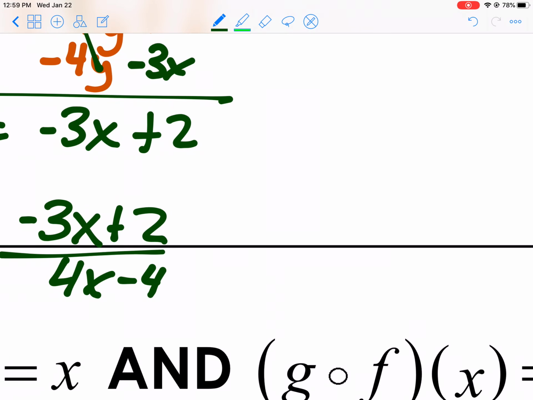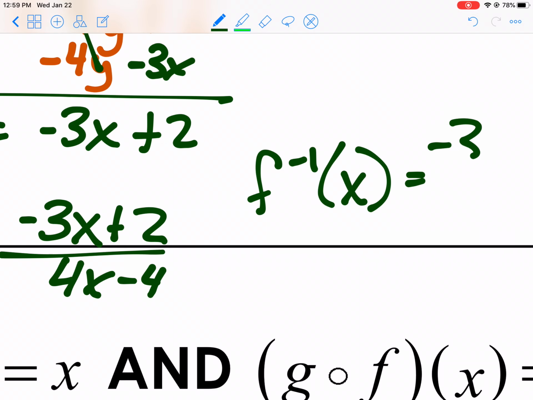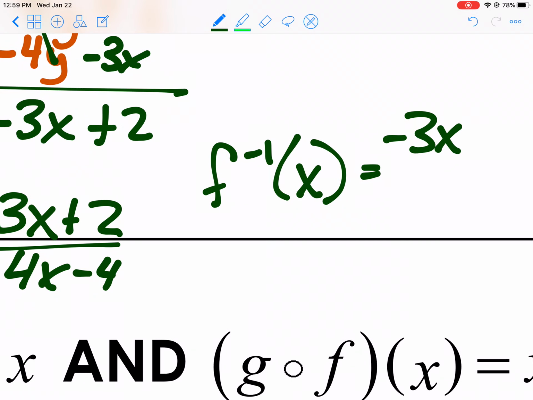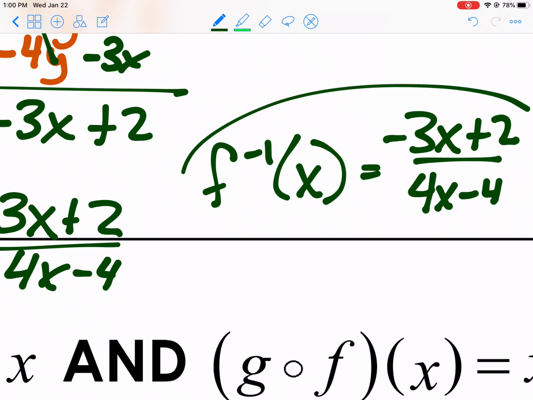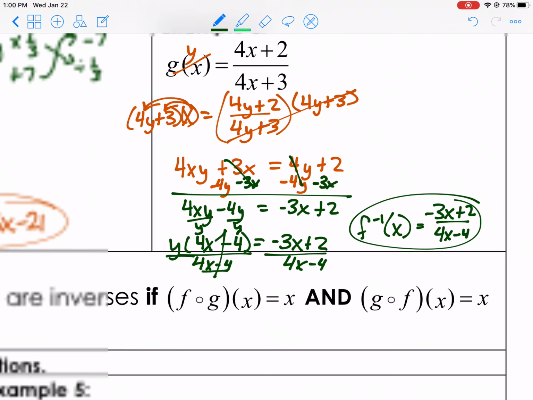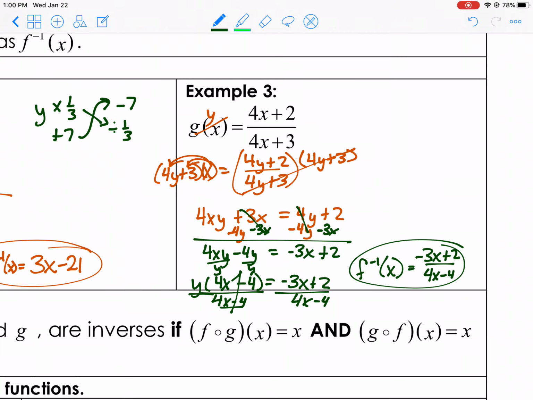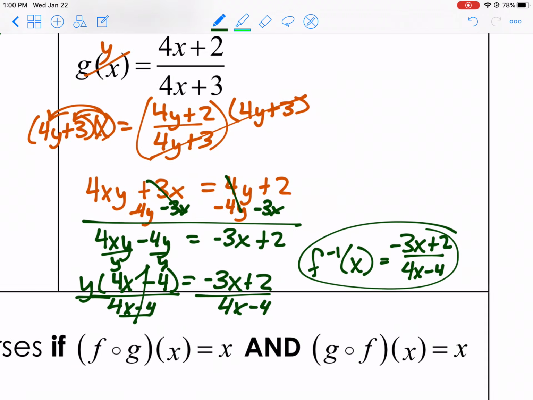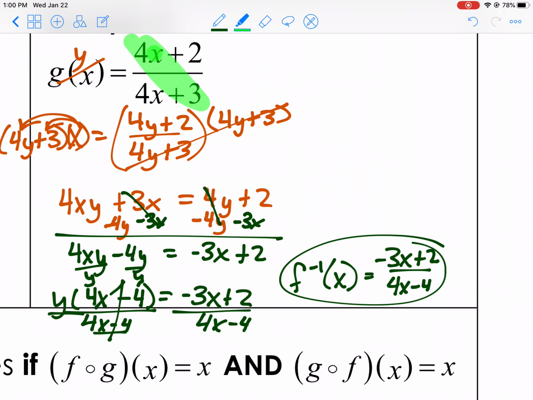So let's rewrite it in function notation. All over 4x minus 4. All right. Notice a kind of cool pattern that takes place there between the top and the bottom.